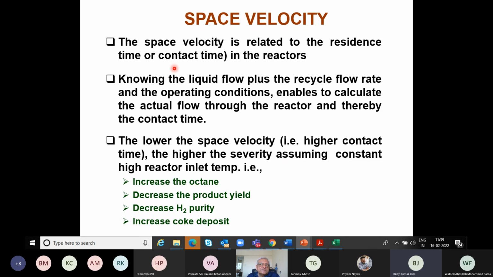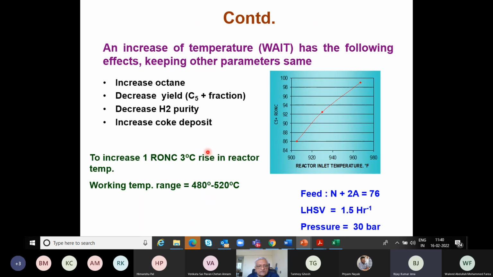But if I reduce the space velocity, in other words, I increase the reaction time or the contact time, I end up increasing the octane. The effect is the same as temperature. So either you increase the temperature or you drop the space velocity. The effect is the same, as you can see. You decrease the liquid yields, you decrease the hydrogen purity, and you increase the coke deposit. It is exactly the same that you see here. Increase octane, decrease yield, decrease hydrogen purity, increase coke deposit.